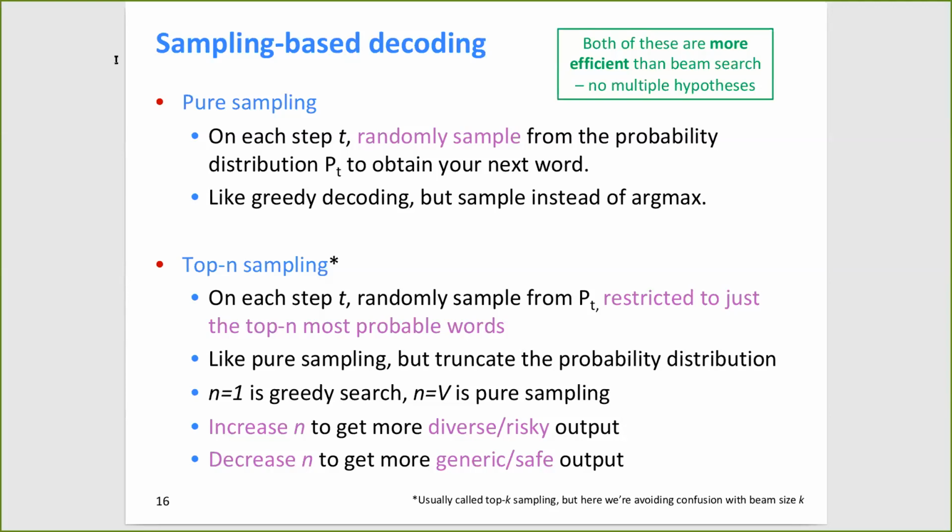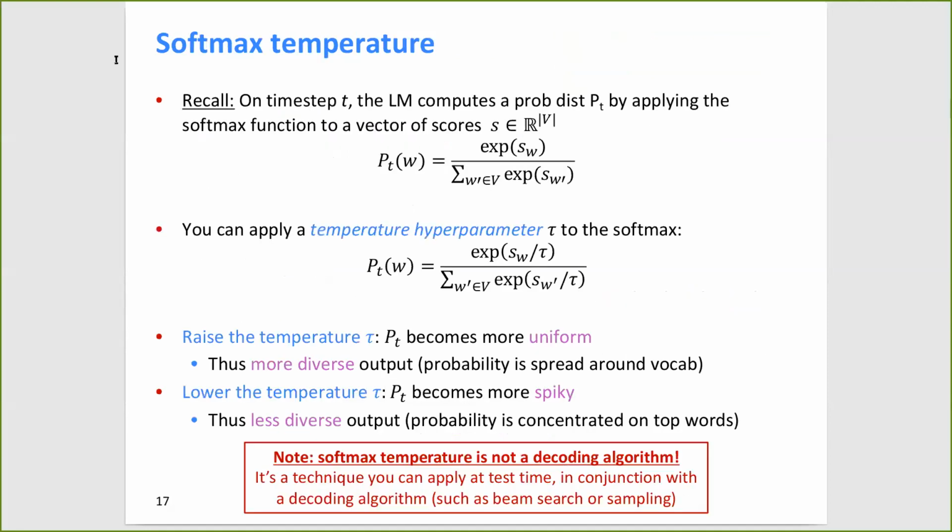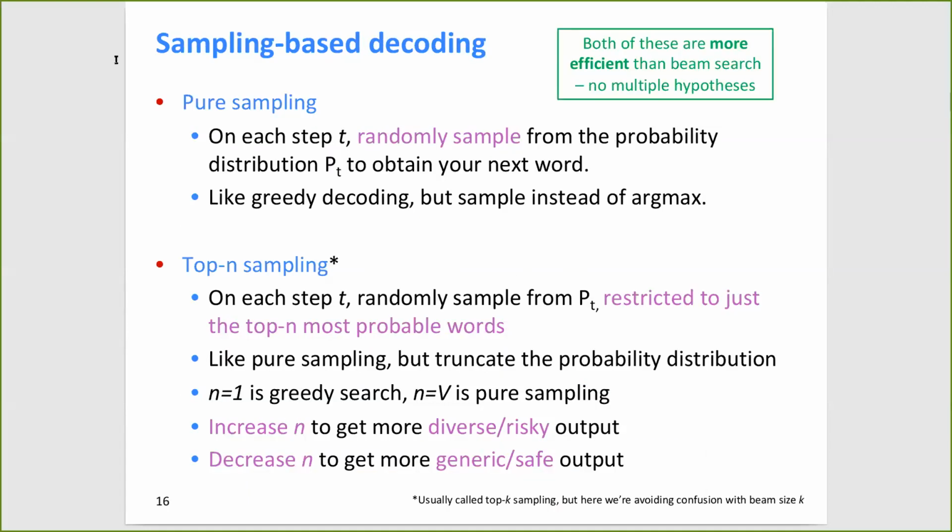So depending on the task, let's say the task of the model we are working on is to generate more generic and safer outputs, then it's better to go with a lower n. That way we'll get outputs which are safer. They may not be totally on topic, but they will be safer. If you want more diverse outputs, which are more related to the topic, then you can increase n. So that's all about the decoding algorithms.